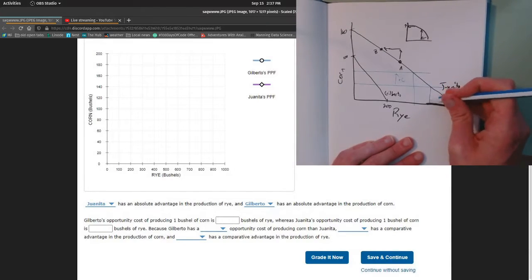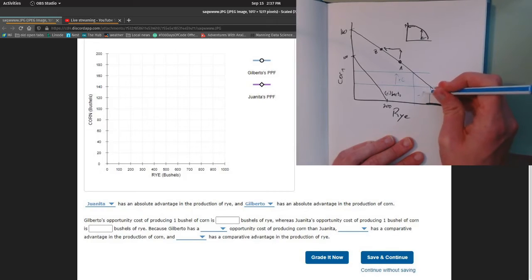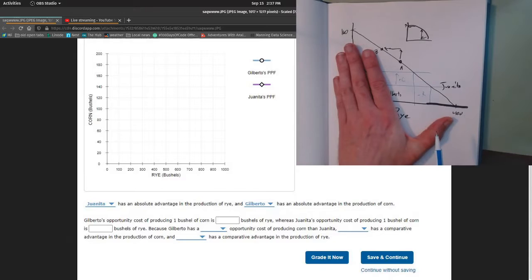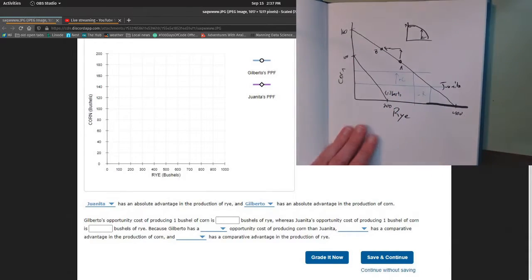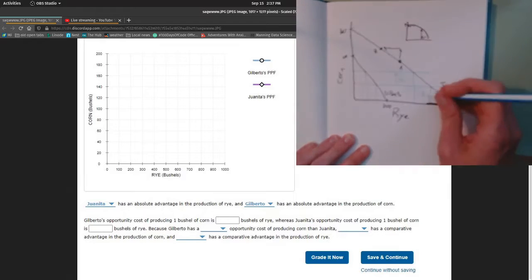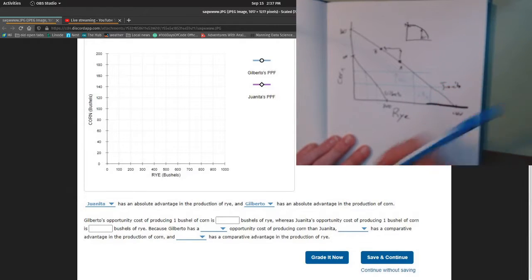That is going to come at some cost of less rye if she doesn't consider the possibility of trading with Gilberto. So more corn means less rye, and that's fine, right? Sometimes we face trade-offs. But the real question here is, let's call this RJ. This is how much she would give up.